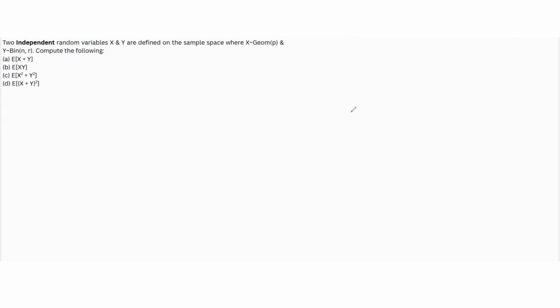We want to look at this question related to properties of expectations. We're given two independent random variables. So X is a geometric random variable and Y is a binomial random variable. And in the first part, we want to find the expected value of X plus Y. Here we're going to use the fact that expectation is a linear operator.